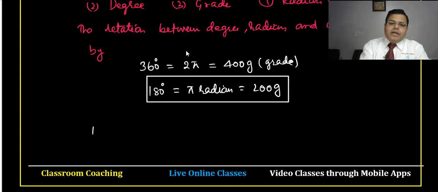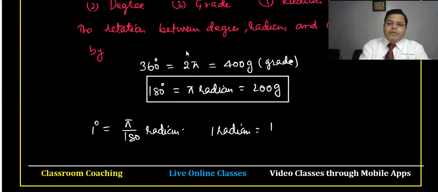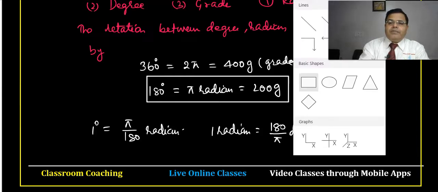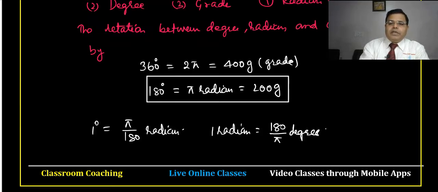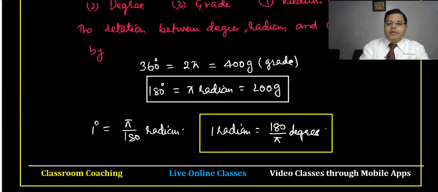So clearly 1 degree is equal to pi upon 180 radian. This is the knowledge. And 1 radian is equal to 180 by pi degree. So these two pieces of information are also important, and if you learn these two, it will definitely be very useful. Similarly, you can convert into grade as well.